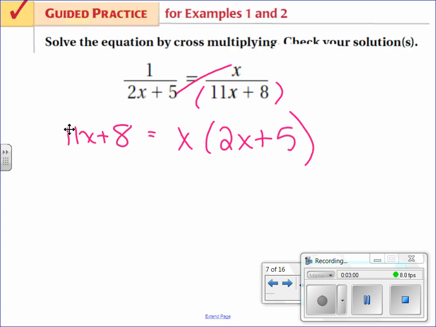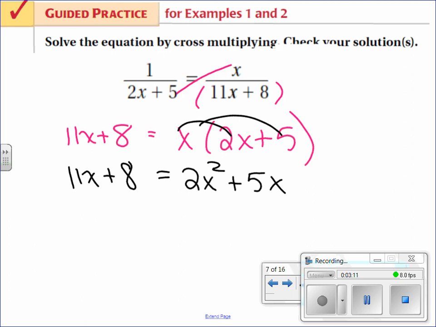Hope you're getting better. All right, let's go ahead and solve that. We do have to distribute this x, so when we enter the world of the x squares, it makes the solving process a bit harder. We're probably going to be using factoring to solve this.